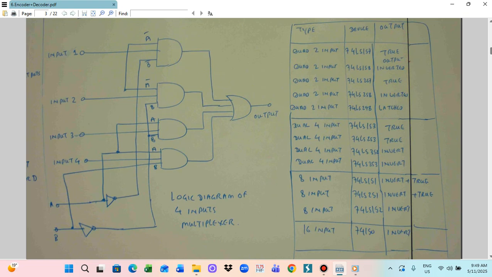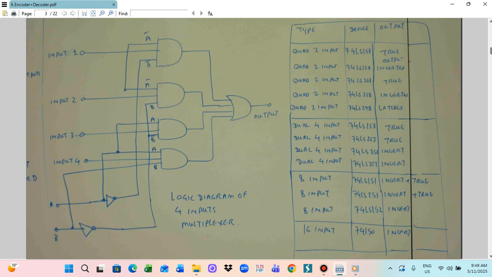And also we use the 8 inputs IC. The types are the 74AS151, 74AS251, 74AS152. They can produce the combination of the inverted and the true output as well as the inverted output. And the 16 inputs multiplexer IC is the 74150 IC, which can produce the inverted output. Those are the kinds of digital logic gates used to construct the multiplexer.